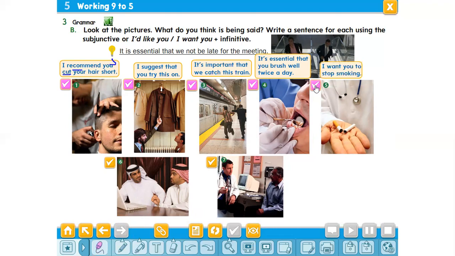Number 5, I want you to stop smoking. It's essential that you stop smoking. Very good. We can use subjunctive or I want you to. Number 6, I want you to study the new proposals very carefully. The last one, I'd like you to take 2 pills every morning.